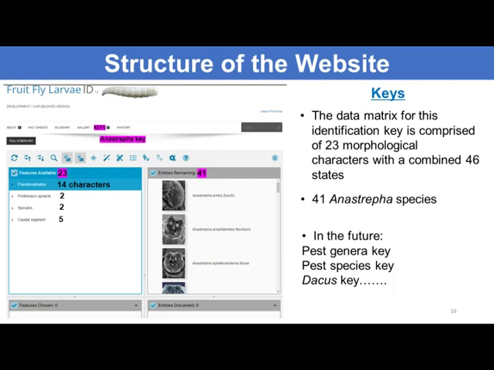So the key Excel has 41 taxa and 23 characters. That means 46 character states.